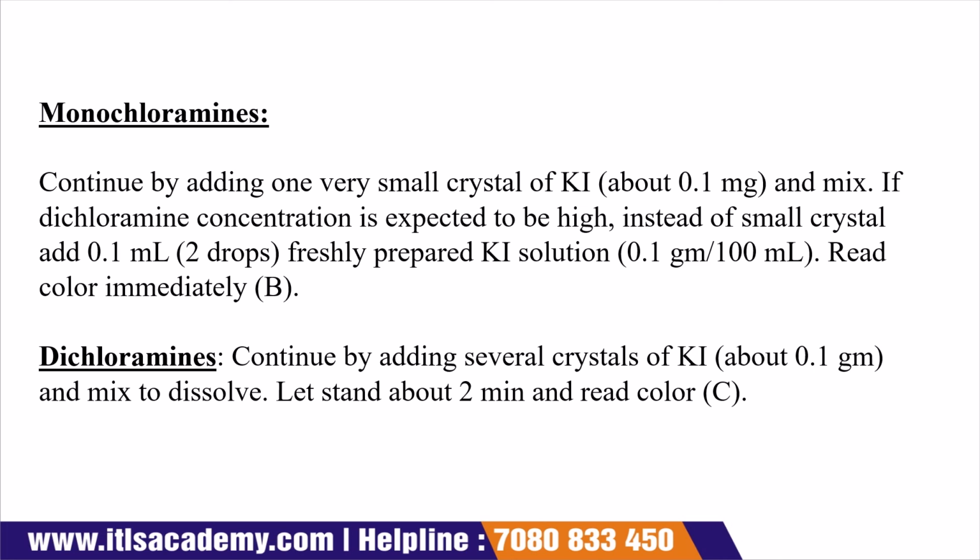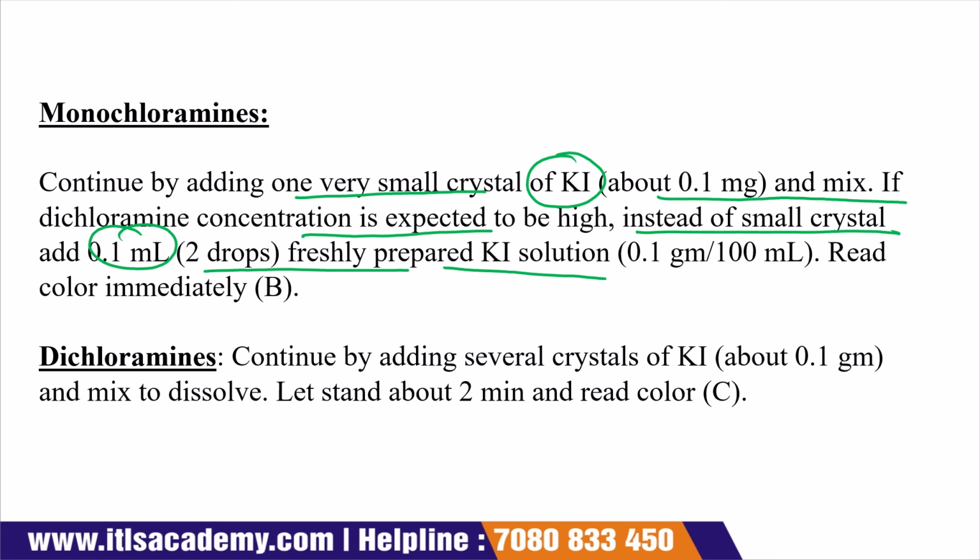Monochloramines. Continue by adding one very small crystal of potassium iodide, about 0.1 milligram, and mix well. If the dichloramine concentration is expected to be higher, instead of a small crystal, add 0.1 ml freshly prepared potassium iodide solution, 0.1 gram per 100 ml. Now read the color immediately, that is B.